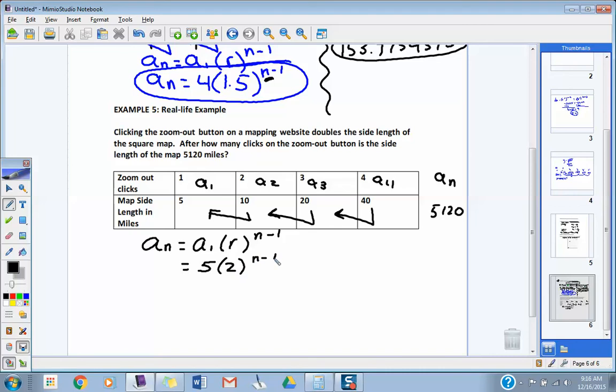All right? Guys, what do I want A sub n to equal right here? 5,120. We have to figure out an n value to put in here such that 5 times 2 to the n minus 1 power is what value? 5,120. Okay? Now, this is very difficult to solve algebraically. This is very difficult to solve algebraically. So if something is difficult to solve algebraically, where do I tell you to go? Decimals. Decimals. So let's check this out.